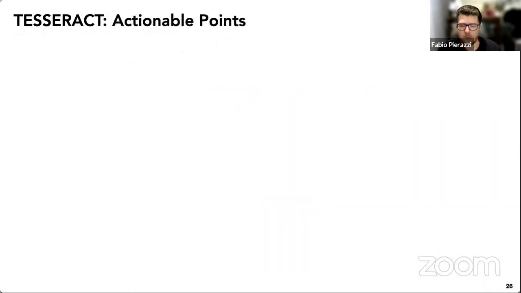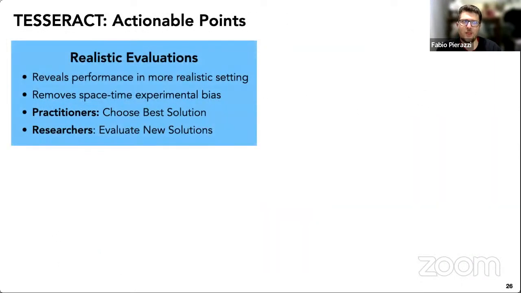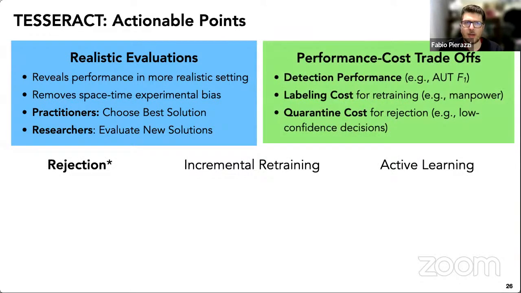But that brings me to the point: what about this framework? Well, it allows realistic evaluations, simulating more realistic settings of what would happen in deployment. It allows practitioners to choose the best solutions and researchers to evaluate new solutions, but it also enables you to evaluate not only the F1 score anymore. It's not only about performance. You may consider a labeling cost for retraining strategies, also in terms of manpower, and potentially a quarantine cost for rejecting samples.